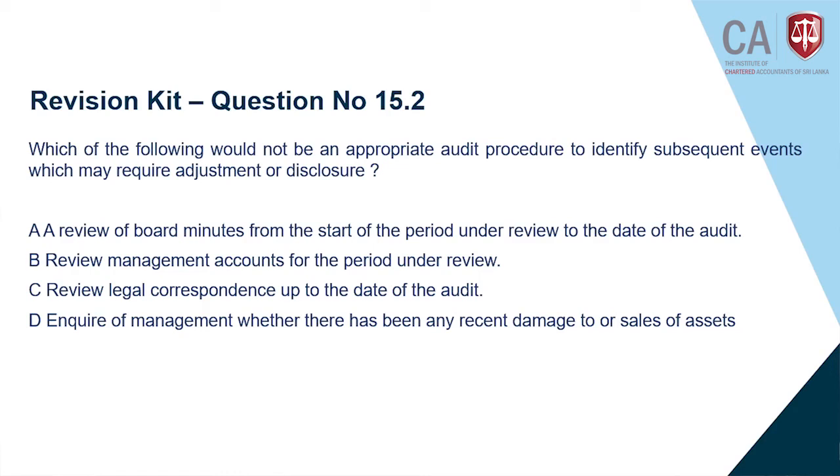Number 1, a review of board minutes from the start of the period under review to the date of the audit. That is right, we have to review board minutes up to the audit date. For subsequent events, it should be from the reporting date to the audit report date, but here it says from the start of the period, which is no problem. Then B, review management accounts for the period under review. I have a question mark on that, though it also seems to be a correct answer. Review legal correspondence up to the date of the audit: yes, legal correspondence, number 5, which we discussed. Inquiry of management whether there has been any recent damage or sale of assets: inquiry of management, number 1 in our list. So part C and D seem correct. Part A is also correct, and part B also seems correct.